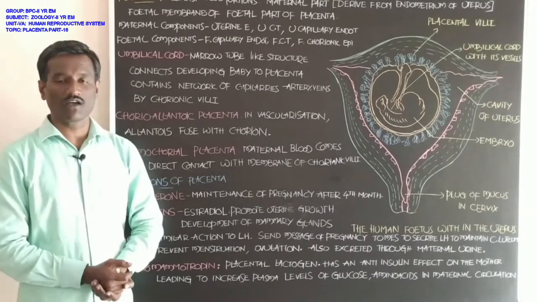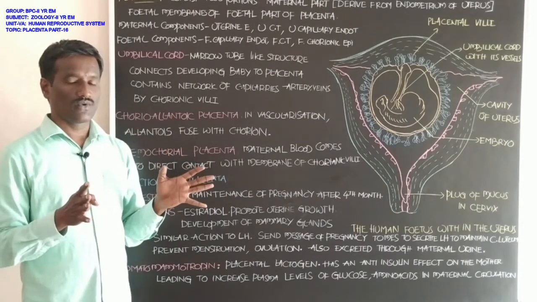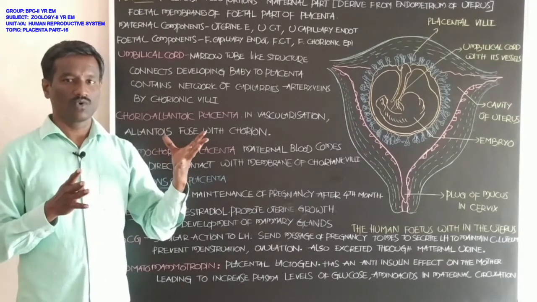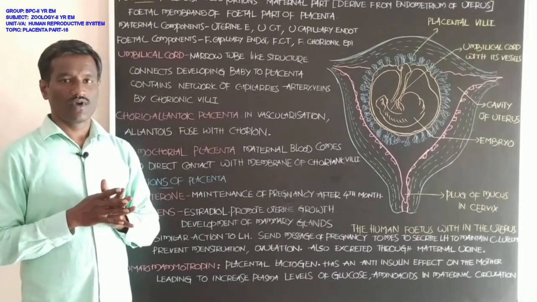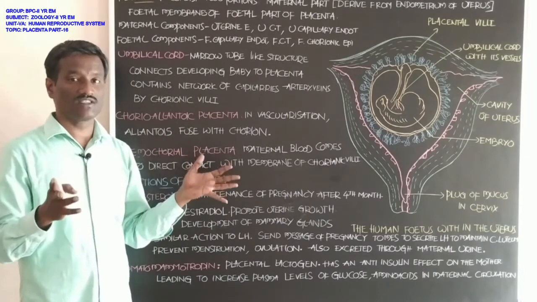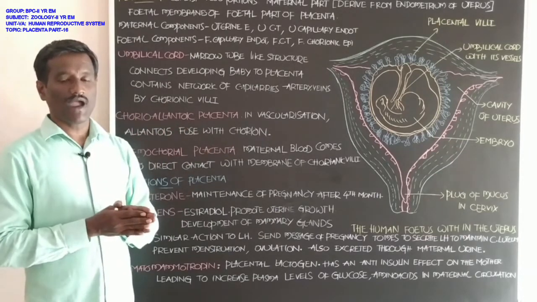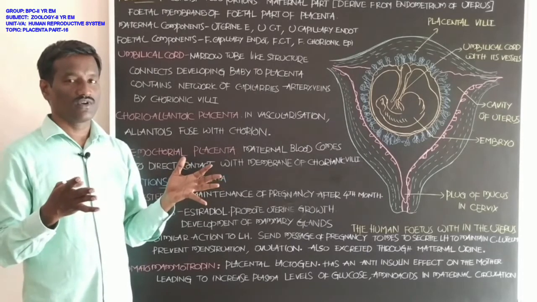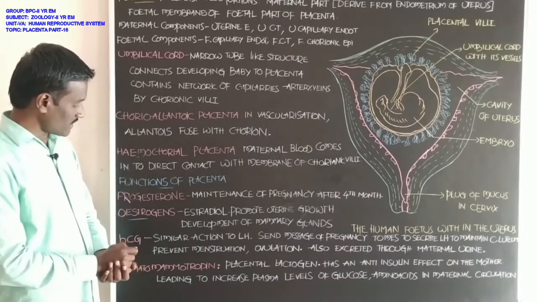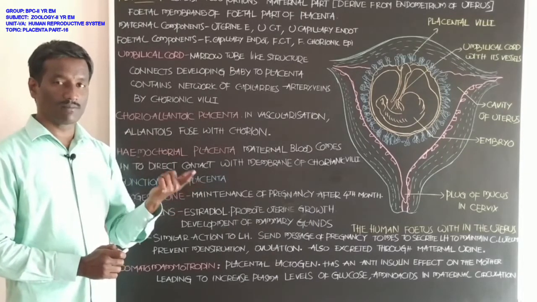Next, students, another topic: the functions of the placenta. What about the functions of the placenta? The placenta performs different types of functions. It supplies food particles to the developing fetus, and it is also useful in the exchange of oxygen and carbon dioxide to and from the embryo, and in the removal of waste from the embryo. Not only these functions, the placenta also shows other functions.